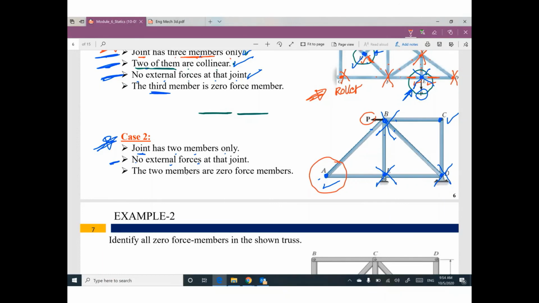Do you have any external forces? No. This one is still working. So the first condition is okay. The second condition is okay. The final decision, the 2 members are zero. That means this member is zero. This member is zero. I'm talking about this member and this member at this joint, which satisfy the 2 conditions.